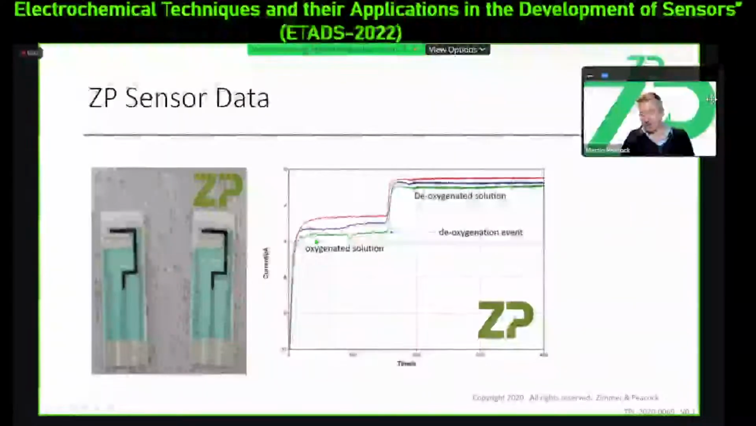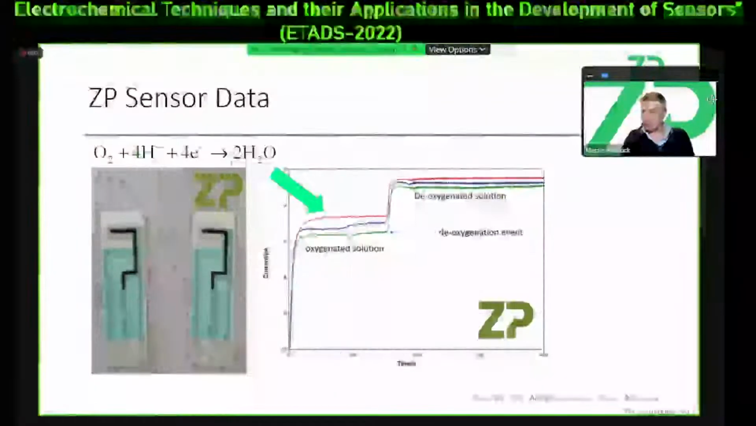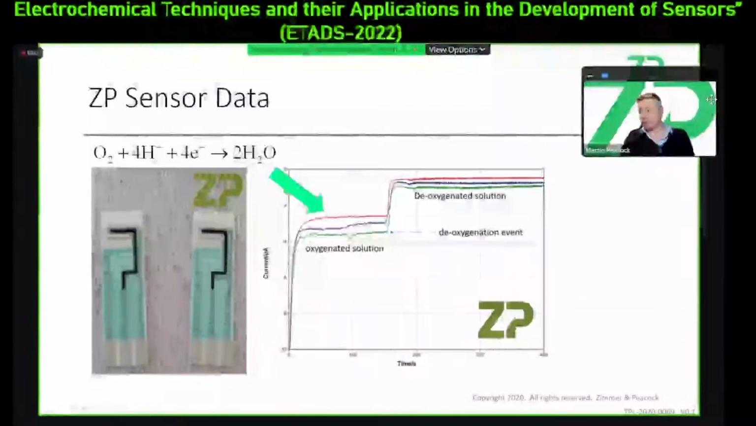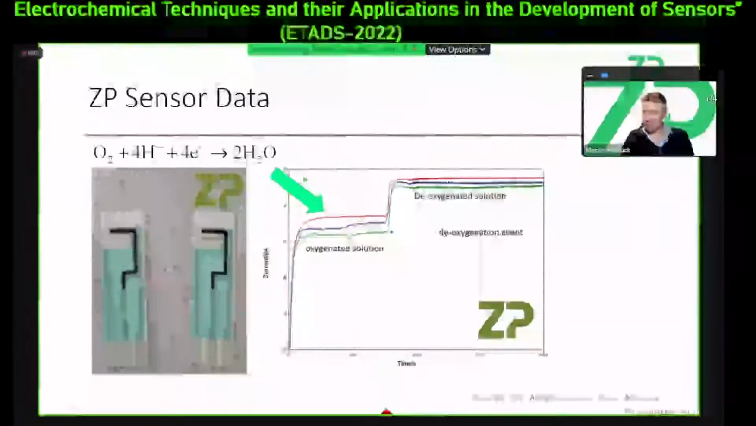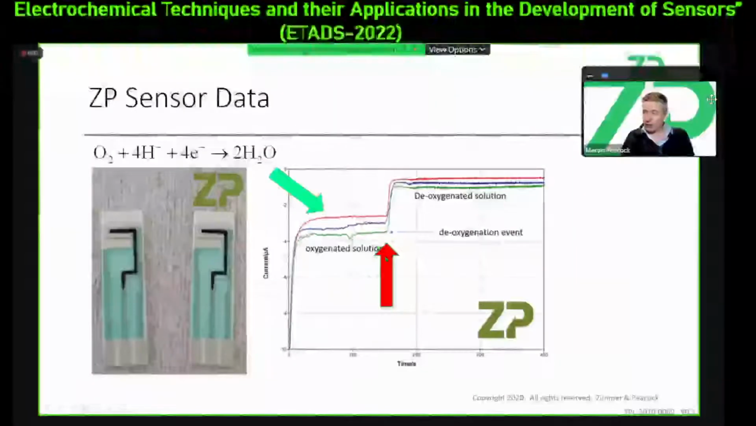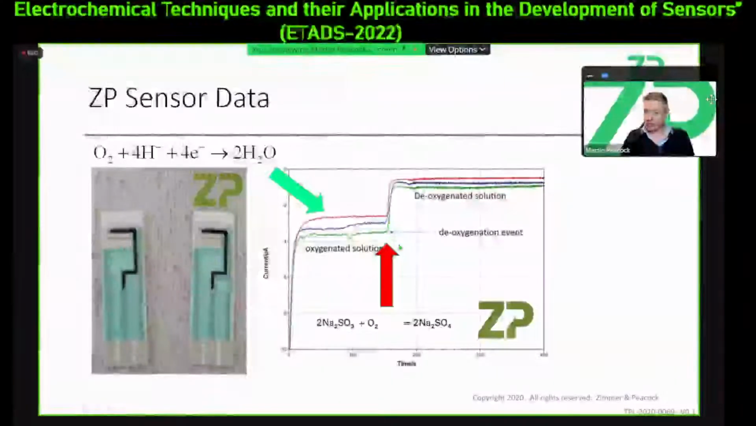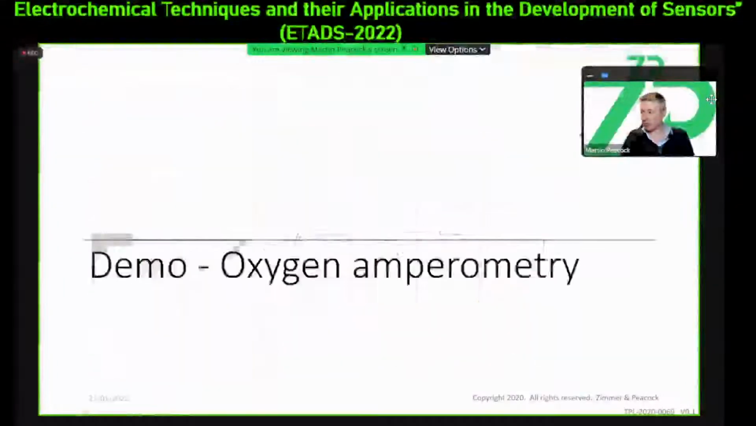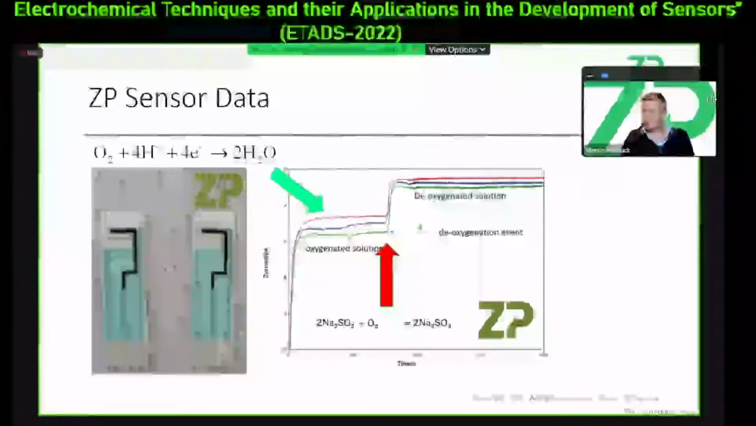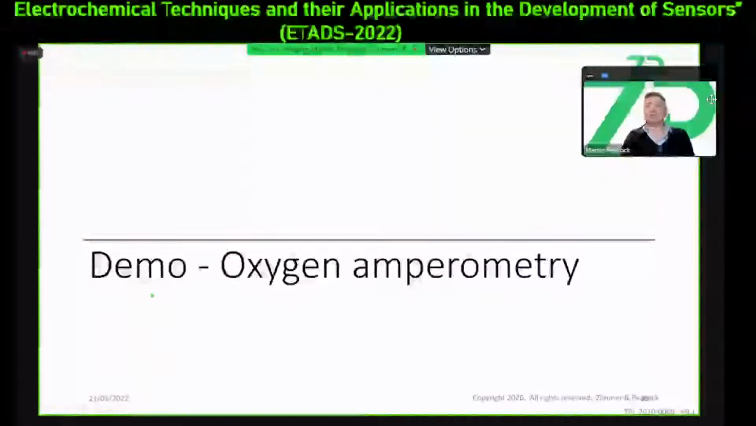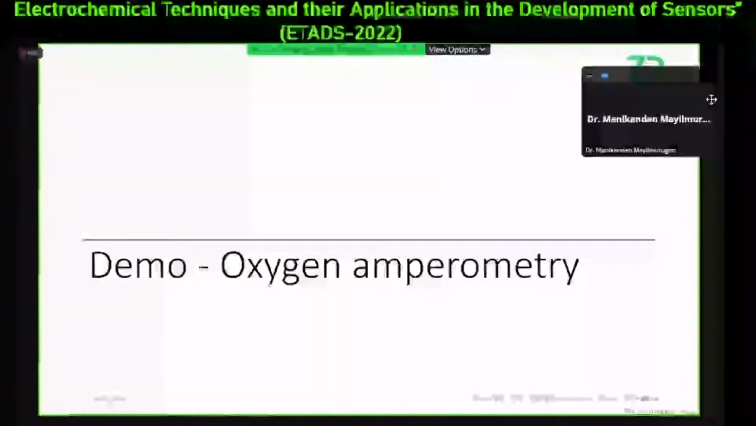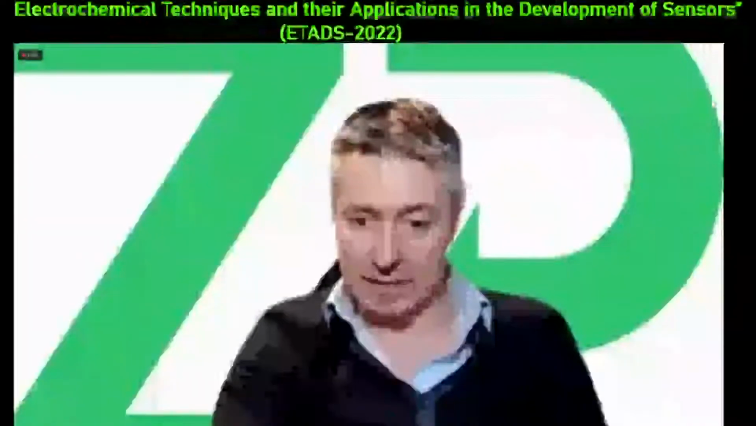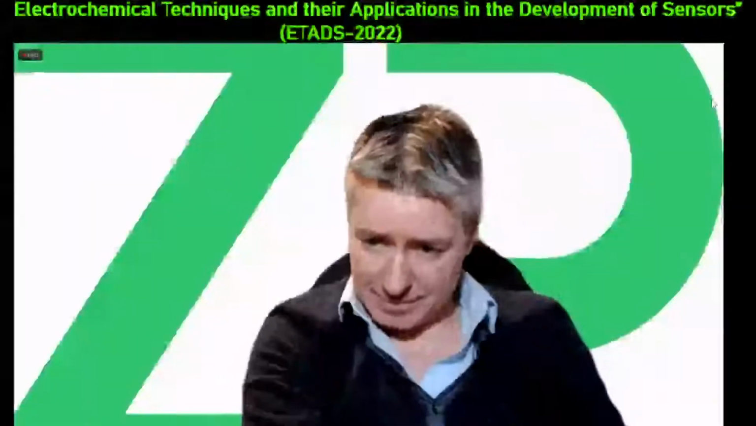It's because they're applying a negative voltage that they're reducing oxygen. In the first part of the experiment, you'll see the reduction of oxygen to probably water. Then they'll add an oxygen scavenger, at which point they'll deplete the oxygen, and the signal will go close to 0. So as I say, whenever you see this kind of demo slide, I will mute, stop sharing, and then it will change over to the guys in the laboratory.